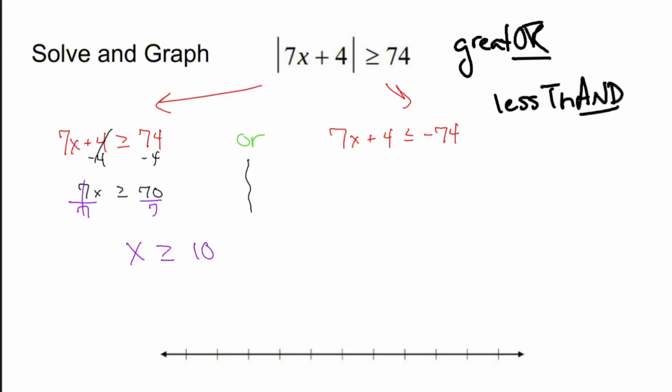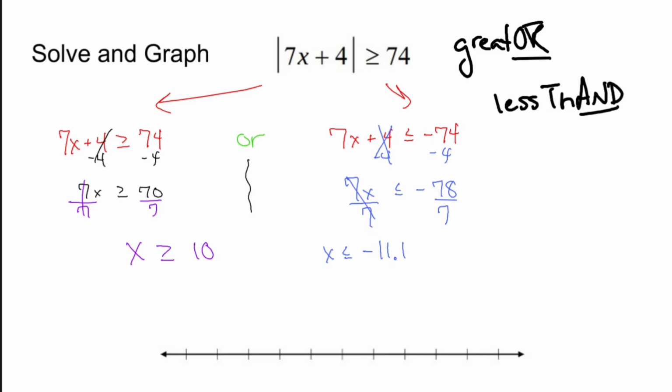Over here, you follow the same process. You subtract 4, 7x is less than or equal to negative 78. Divide by 7, and x is going to be less than or equal to negative 11.1. We'll leave it like that. It's much worse than that, but we'll leave it like that because when we have to graph it, it's terrible.